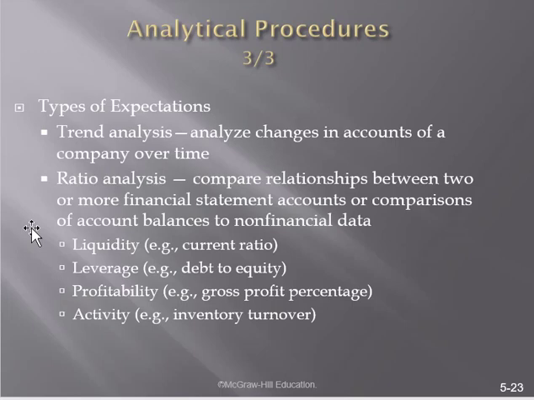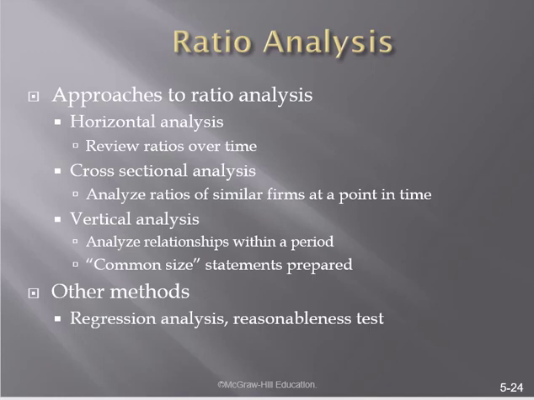So, types of expectations: you have trend analysis and ratio analysis. With trend analysis, you analyze change in accounts of a company over time. And ratio analysis compares the relationship between two or more financial statement accounts, or compares account balances to non-financial data. They look at liquidity, leverage, profitability, and activity, which deal with your current ratio, debt to equity, gross profit percentage, and inventory turnover.